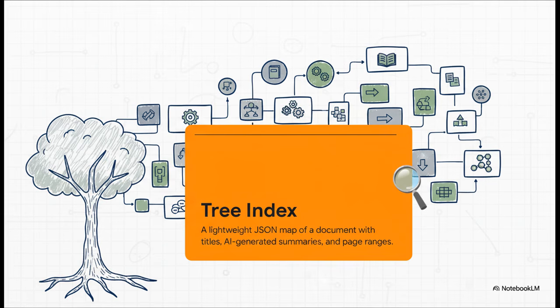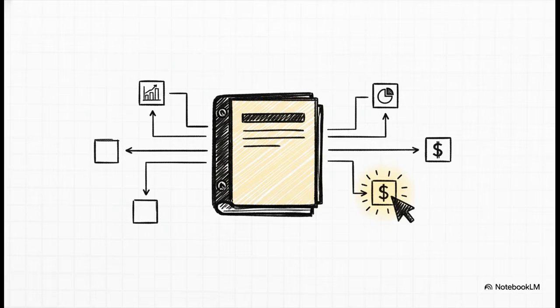And get this, for a huge 200-page report, this entire map is tiny, like 50 to 200 kilobytes. No massive, expensive vector database is needed. Let's make this real with an example. Imagine taking Apple's massive annual 10K report and turning it into this interactive table of contents on steroids.